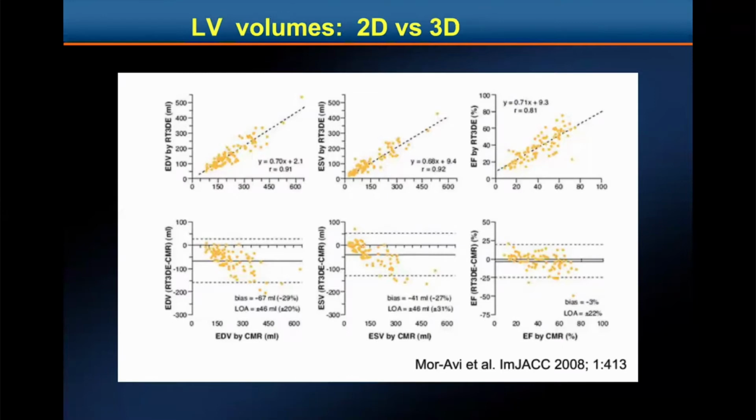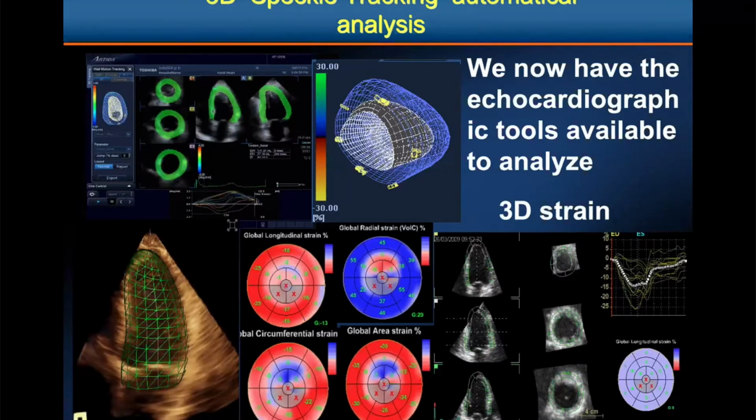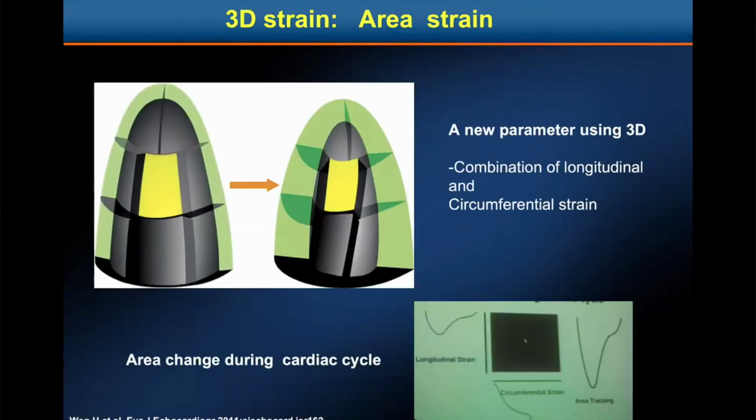CMR. Also, three-dimensional speckle tracking is one of the possibilities from some of the vendors that we have now in our everyday practice to analyze speckle tracking from three-dimensional echocardiography. This is very useful because it's possible to do it very automatically. And for three-dimensional strain, we have one new parameter that is very convenient to use from the practical side: the area strain, which is a combination of the longitudinal and circumferential strain at one moment.